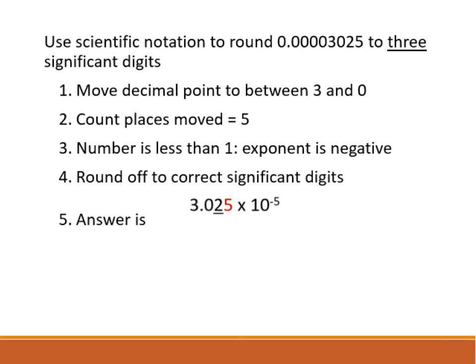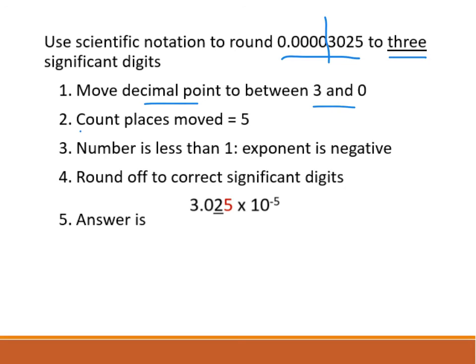Going the other way with a small number, so we have 0.0000325, and we're going to want to round that off to 3 significant digits. The original number has 4 significant digits because those leading zeros are not significant. So we're going to start by moving our decimal point in between the 3 and the 0 because the 3 is going to be our first significant digit that we run into.